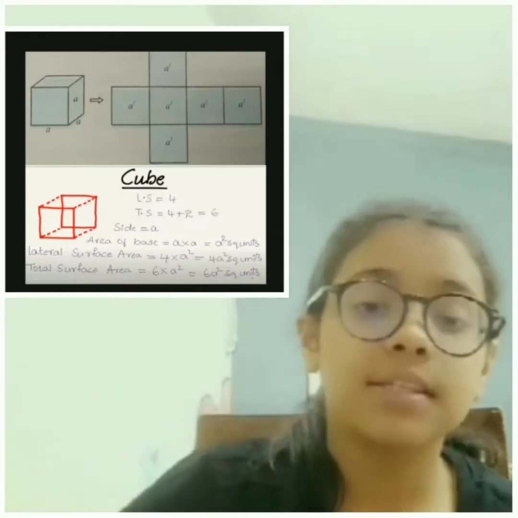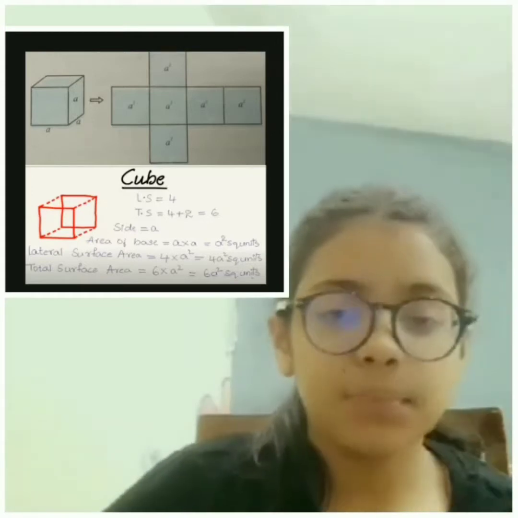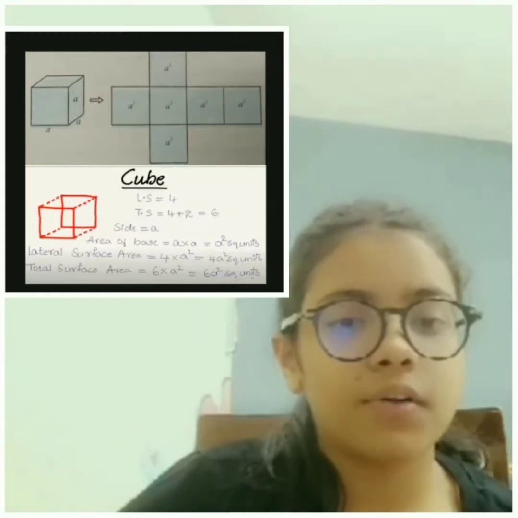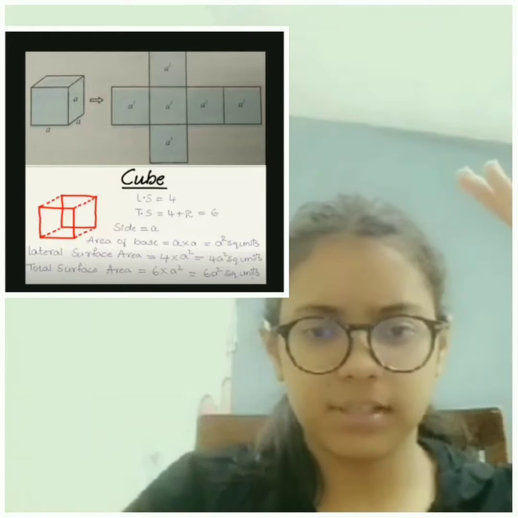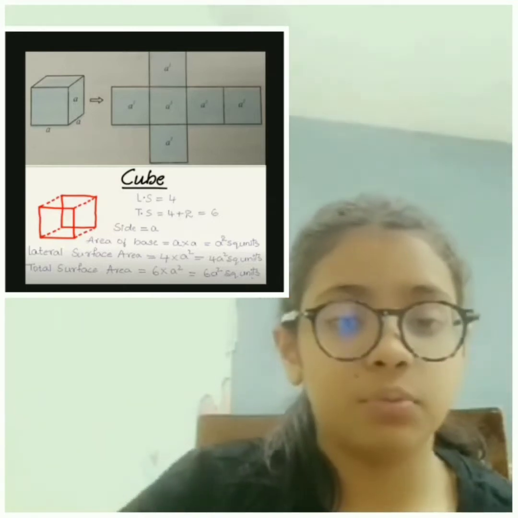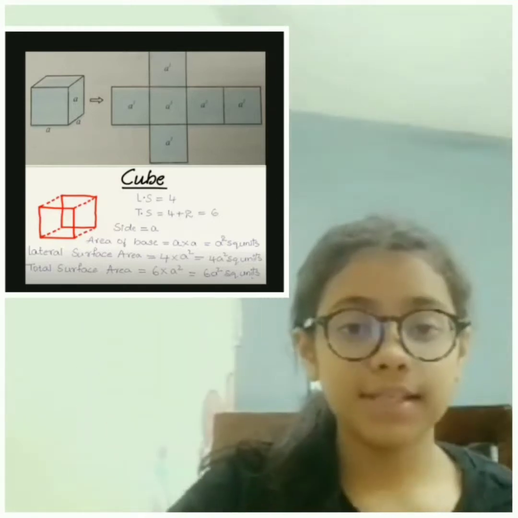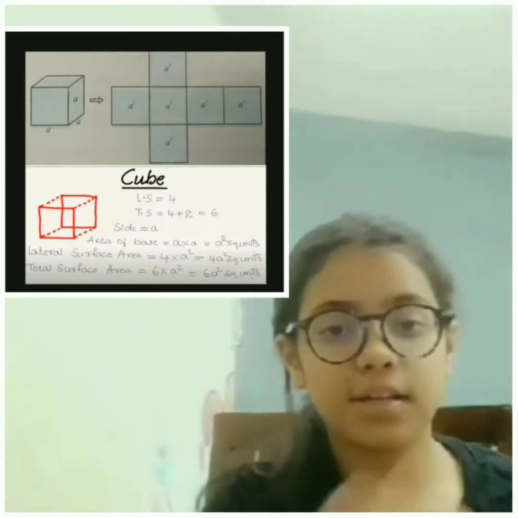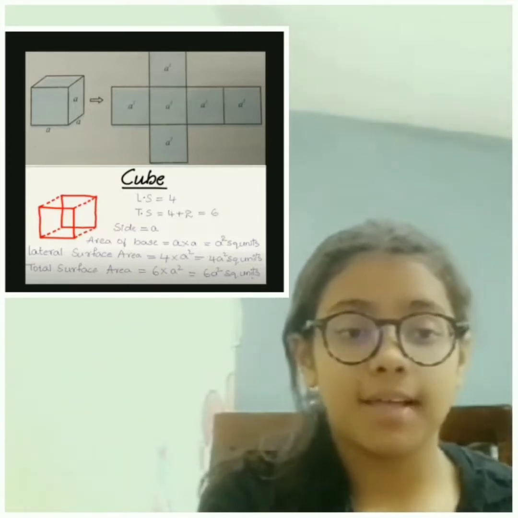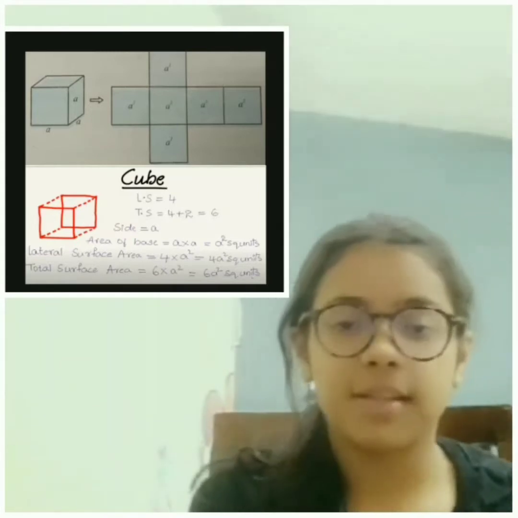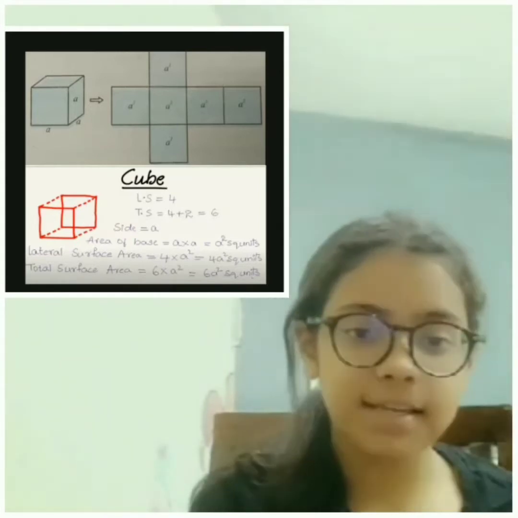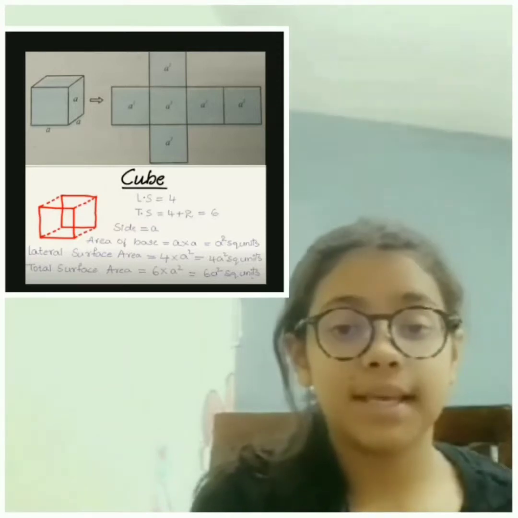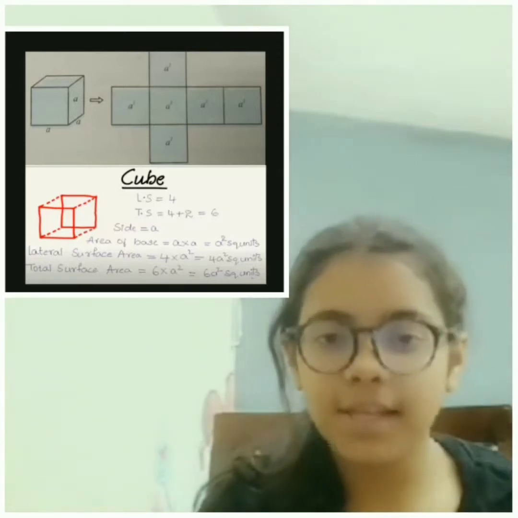What is next? The curved surface area of a cube. Supposing you remove the top and the bottom surfaces from a cube, you will be left with 4 surfaces. These 4 surfaces are also given a very special name, and that is the lateral surfaces of a cube. As we can now connect, the lateral surface area of a cube is nothing but the area of these 4 faces.